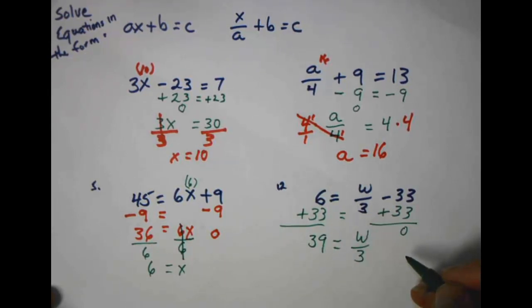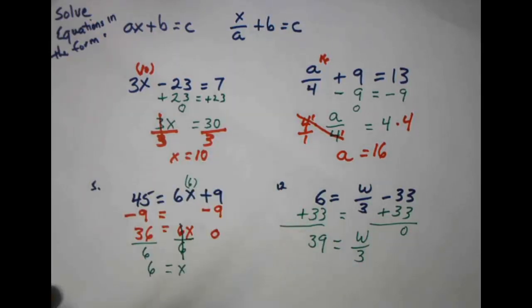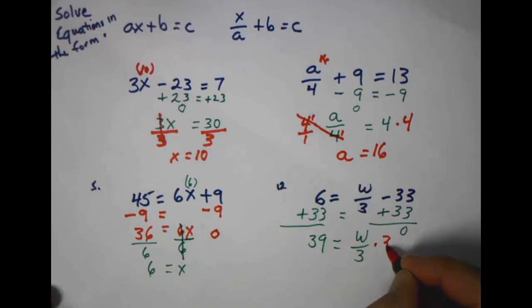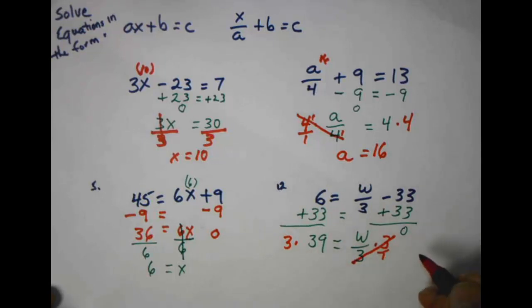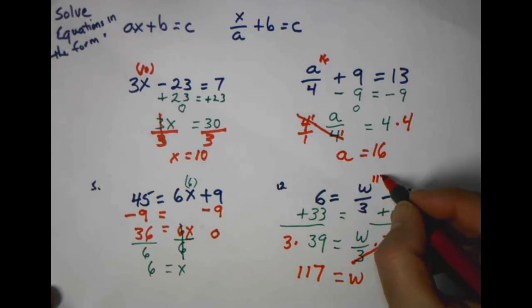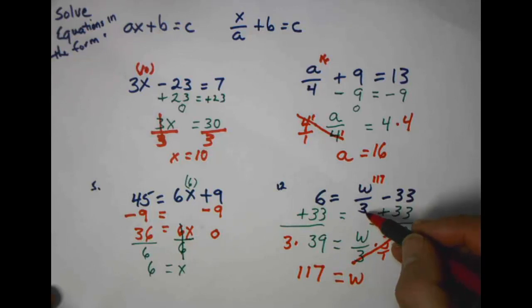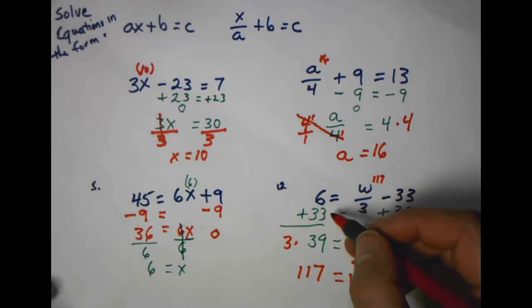As we continue this, we have w divided by 3. The opposite of divide by 3 is to multiply by 3. And again, we're going to do that to both sides of the equation. Our numbers go over 1. Any number on the top reduces with any number on the bottom, so they simply cancel. I'm left with w. 3 times 39 is 117. Plug that back in, as we always should. 117 divided by 3 is 39. Take away 33 is 6.